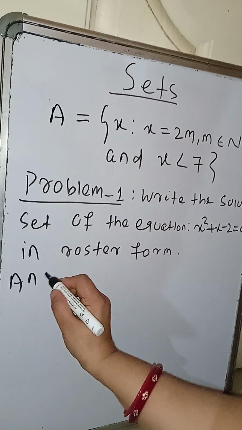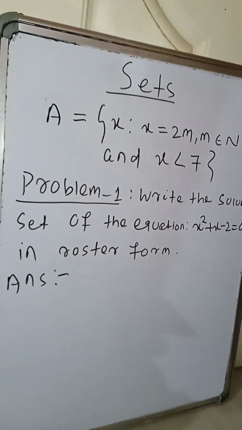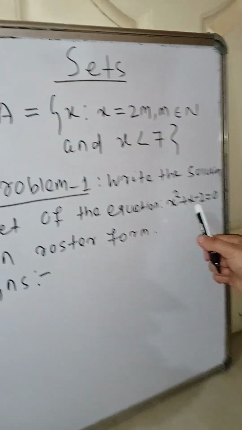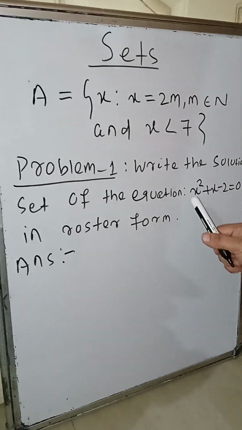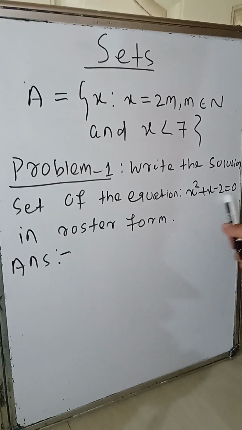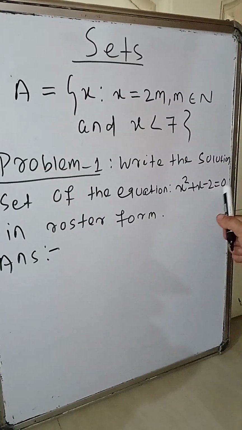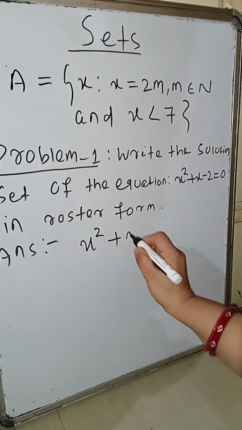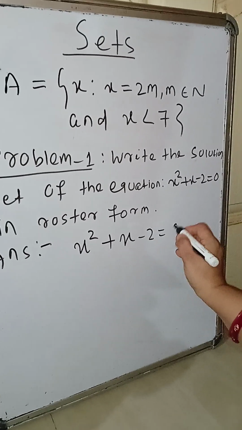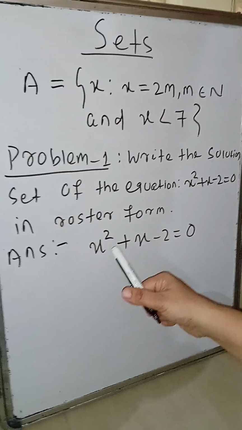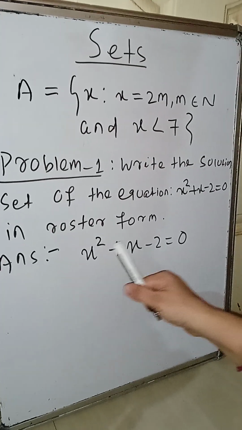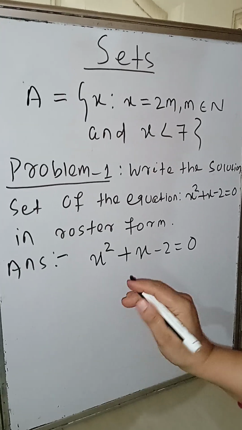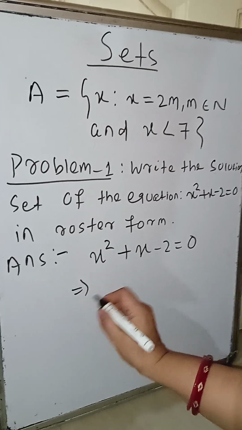So this is also a very easy question. You can solve this. First of all, you have to write the solution set of this equation, which means you have to solve this equation. You know from previous classes how to solve this. This is a quadratic equation because the highest power or degree of this equation is 2. So this can be solved. How to solve this?